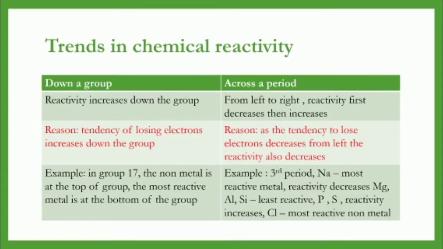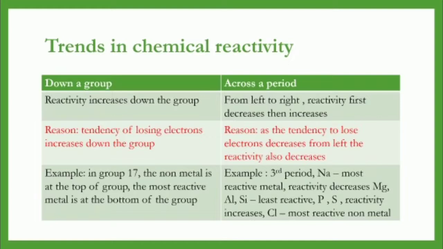Next, the trends: how it varies down the group and across a period. Down the group the reactivity increases, and across a period reactivity first decreases then increases. Why does it increase down the group? Because down the group the atomic size, that is the radius, increases, so it easily loses electrons. So the reaction rate will be more at the bottom. So down the group the reactivity will be more, and across a period what happens?